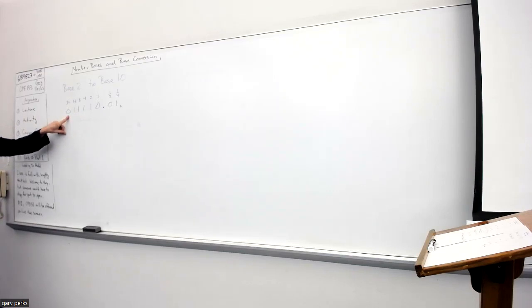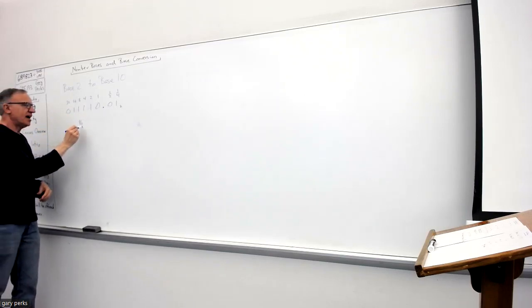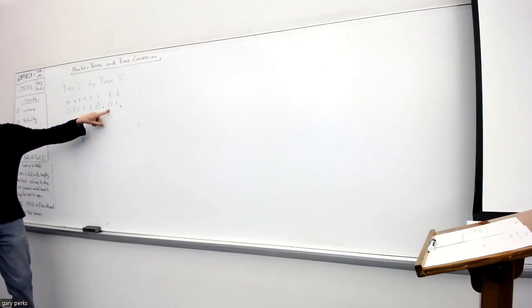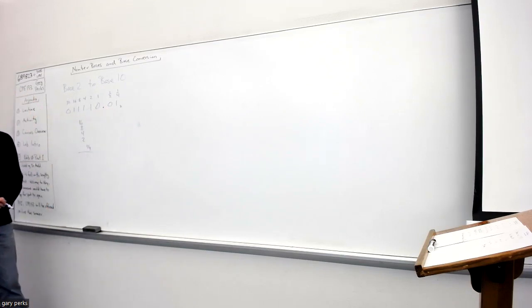So you see, we don't have a 32. We have a 16. We have an 8. We have a 4. We have a 2. We don't have a 1. We don't have a half. We have a quarter. And now you just add up the ones columns.